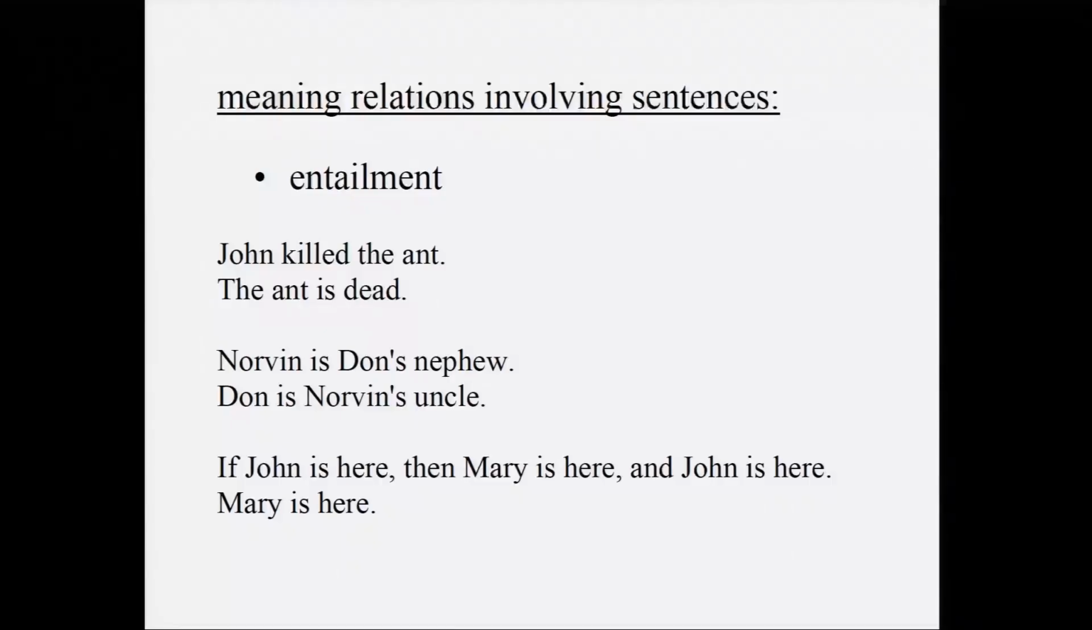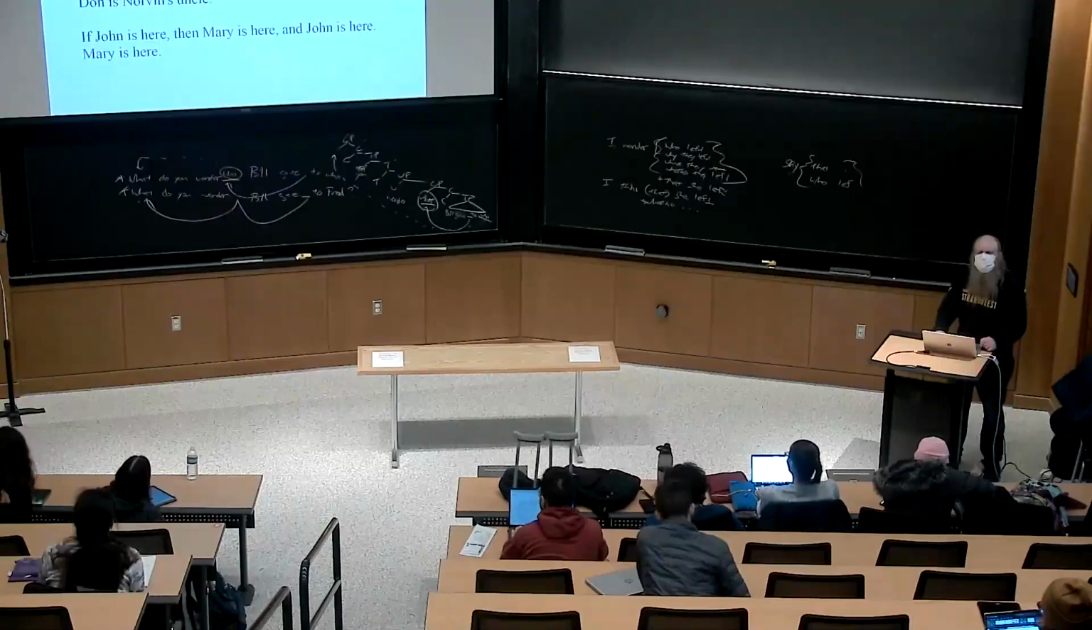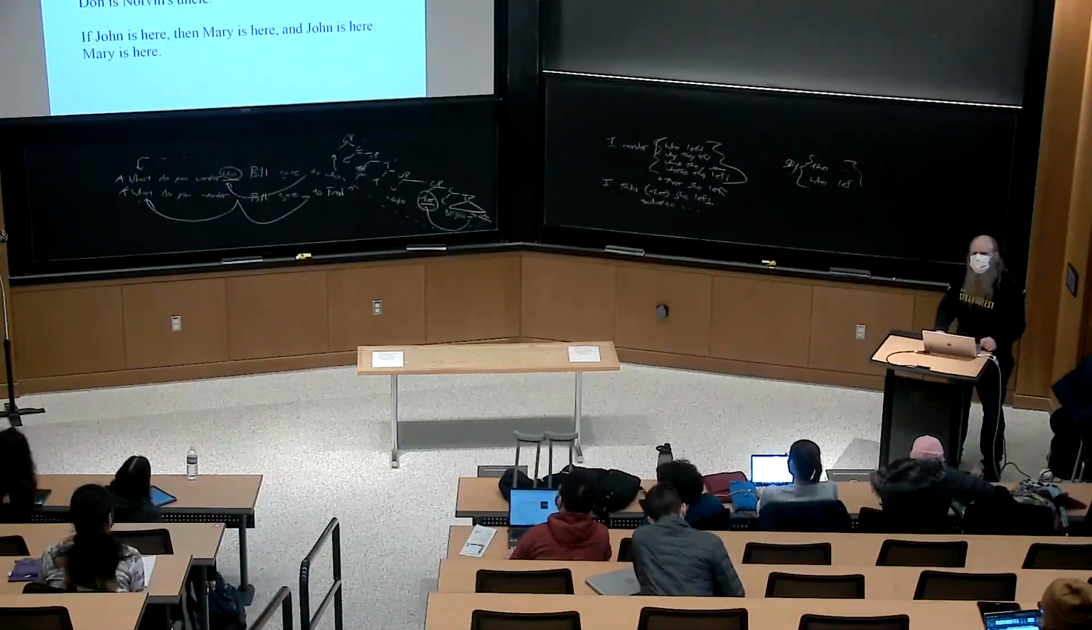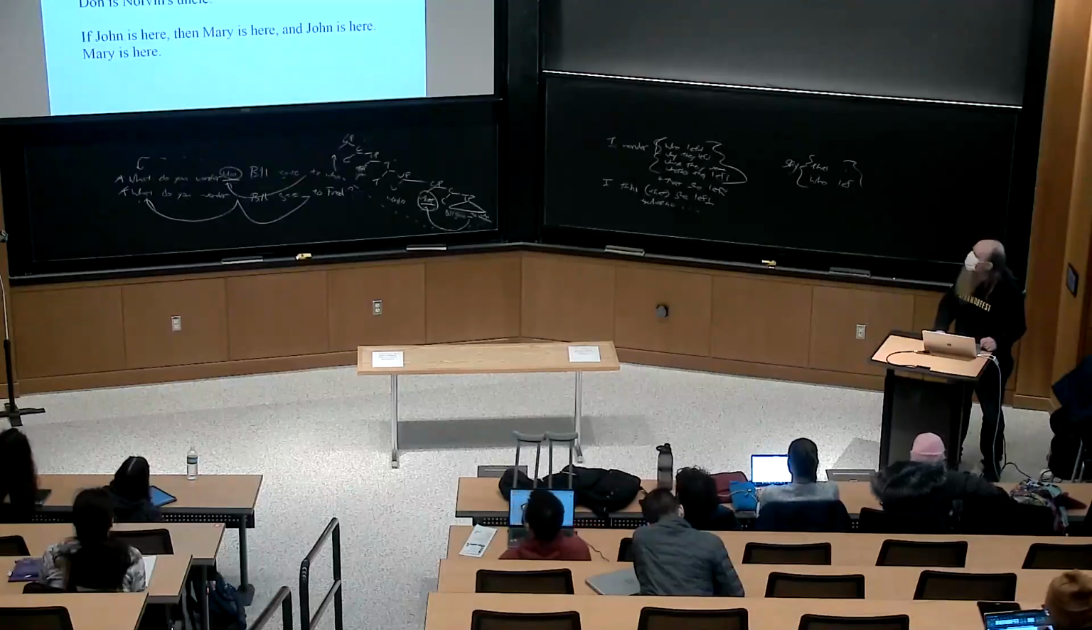Or here, I think this one does work. If John is here, then Mary is here, and John is here. That first sentence, that long sentence, entails that Mary is here. So if that first sentence is true, the second sentence is true. Okay, so these are entailment relations.